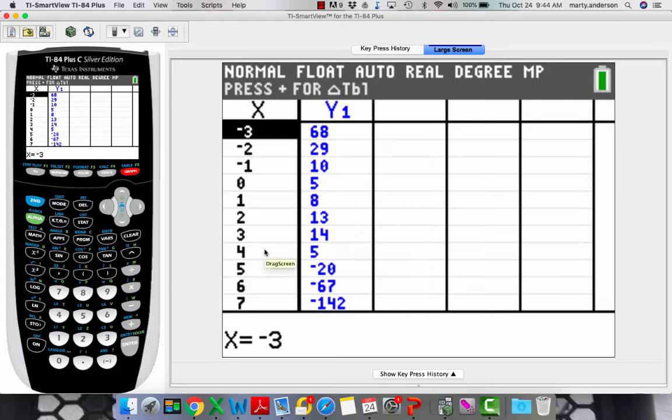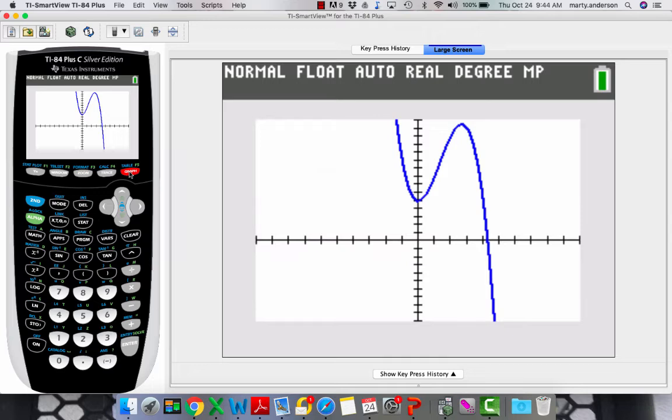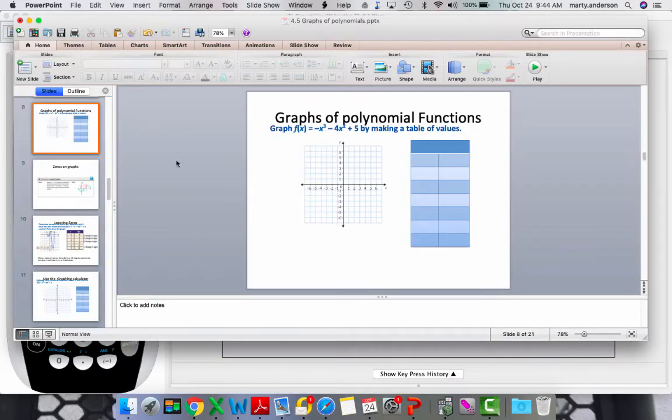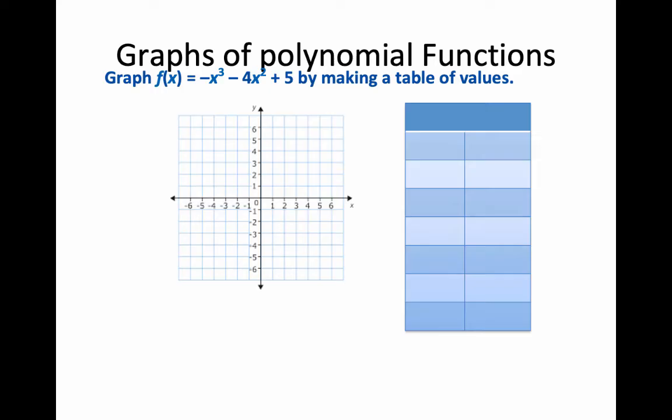Okay, so we can get that table written down there, and then we can look at the graph, and we can say possible minimum at (0, 5), possible maximum at 314, and then a zero between x equals 4 and x equals 5. So if we go back to our table of values and sketching the graph here, I said possible minimum at (0, 5).